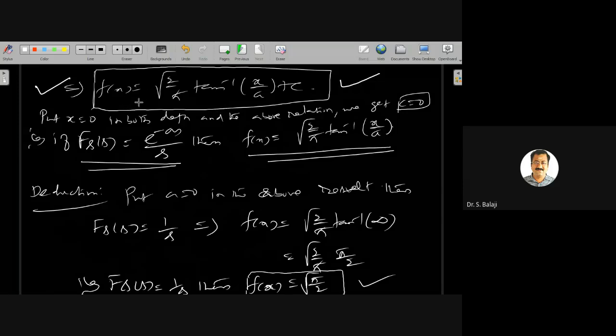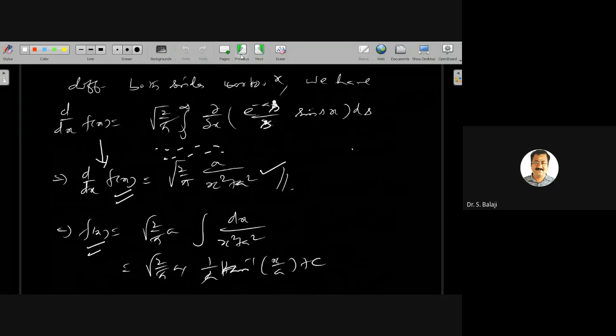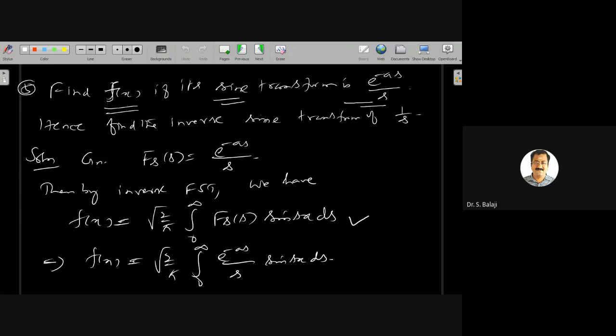For the sine transform, you can easily find the value of c. How? If you put x equal to 0 in this f of x definition, tan inverse of 0 is 0, so you get f of 0 equal to c. In the same manner, where is f of x? Here is the definition of f of x.